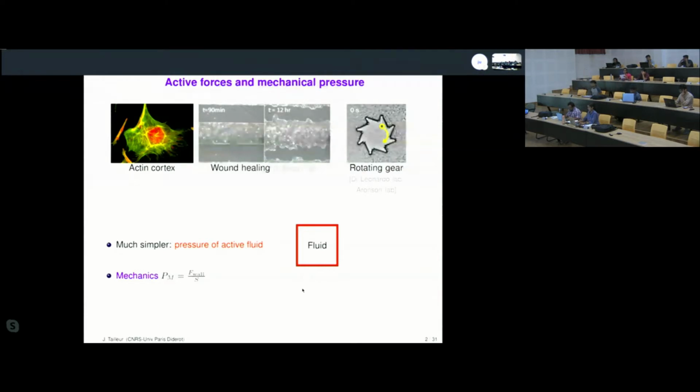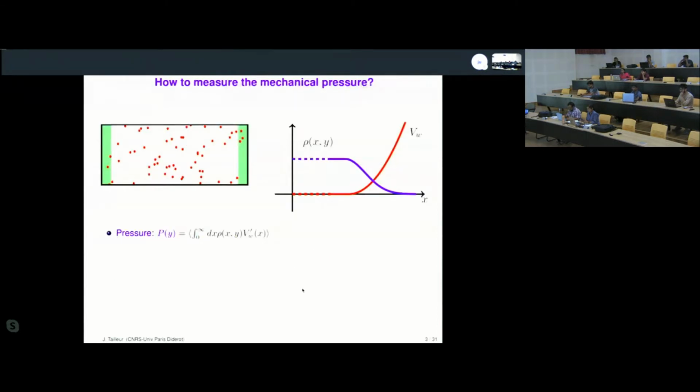So the one we will look at today is the mechanical definition, which is also the simplest, which is simply the force exerted by an active fluid on its container. So I'm a theoretician. If I want to characterize this mechanical pressure, I have to find a setup in which I can compute it. To do that, the simplest setup I will start by considering is the one shown in the top left of the slide. You have a box here in black with periodic boundary conditions in the vertical direction and confinement by a potential along the horizontal axis.